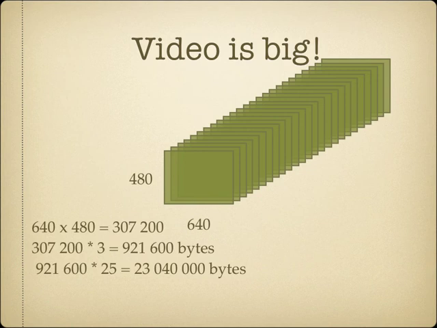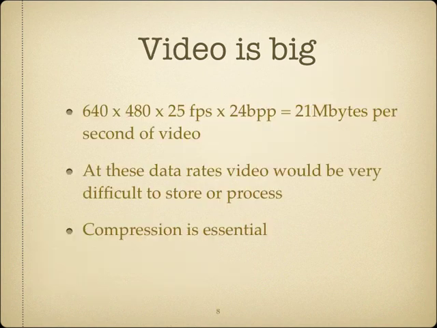It would obviously clobber your iPhone fairly quickly if you're trying to get it to process 23 megabytes of data every second. And it would certainly cause problems for your mobile phone bill. It would be eating up your credit at those rates. Okay, so nearly 22 megabytes per second. So compression is necessary if we want to get things done.